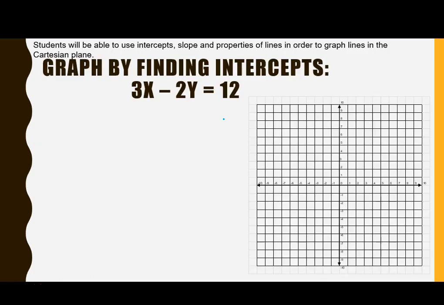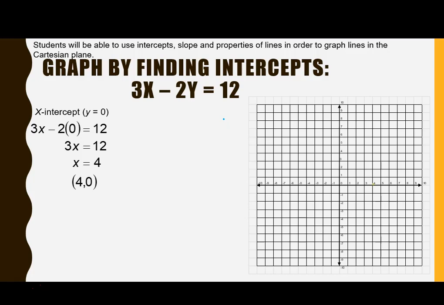So to find the intercepts, the first question is the x-intercept. The x-intercept occurs when y equals 0. So we put 0 in for y. So 2 times 0 is 0. 3x equals 12. How do we solve that? Yep, divide by 3, and so x is 4. So our ordered pair is (4, 0).